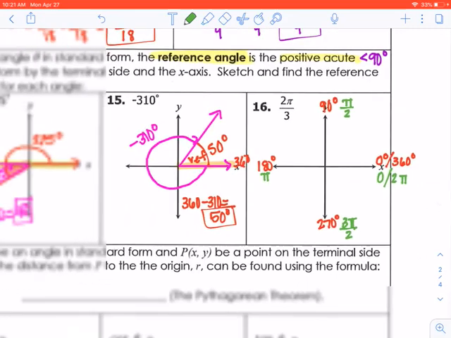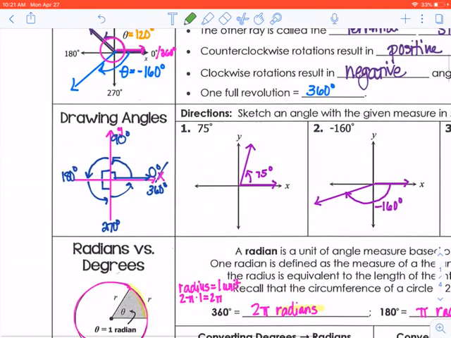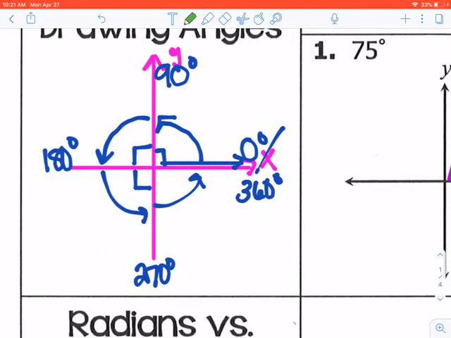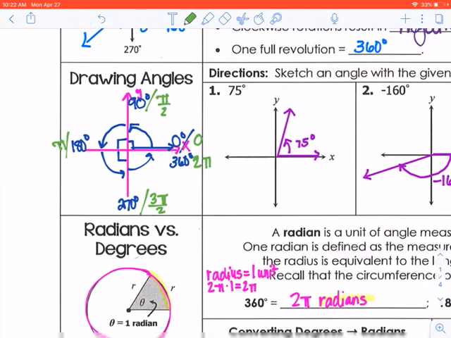So, actually, let's go back up to the very top of the page, right up here, and let's put those values in. 0 degrees or 360 degrees is going to be 0 radians or 2 pi radians. 90 degrees is going to be pi over 2 radians. 180 degrees will be pi radians. And 270 degrees will be 3 pi over 2 radians. Okay, so you need to know not only where the degrees are, but where the radians are. Let's write those in.